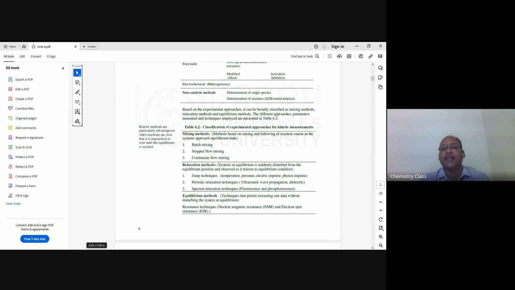Now, the classification of experimental approaches for kinetic measurements. Mixing methods: we will come across the batch mixing method, stopped flow mixing method, then continuous flow mixing methods. Then relaxation methods: jump techniques, periodic relaxation techniques, and spectral relaxation techniques. Equilibrium methods: that is, resonance techniques.